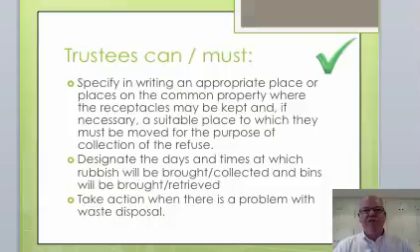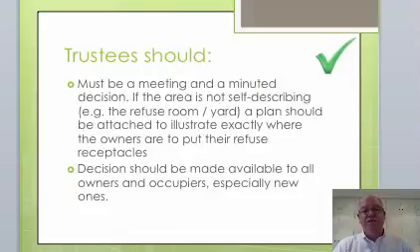The trustees can and must specify in writing an appropriate place or places on the common property where the receptacle, the bins, can be kept, and if necessary, a suitable place to which they must then be moved for the collection of the refuse. They must designate the days and the times on which the rubbish will be brought or collected, and the times that the bins will be brought and retrieved, so as to be taken back to where they're normally stored. They must take action when there's a problem with waste disposal.